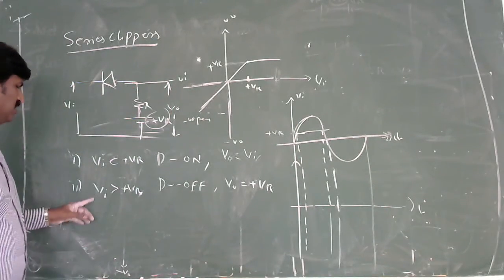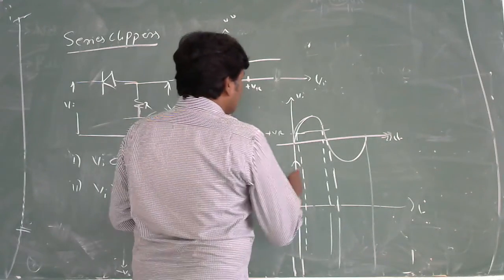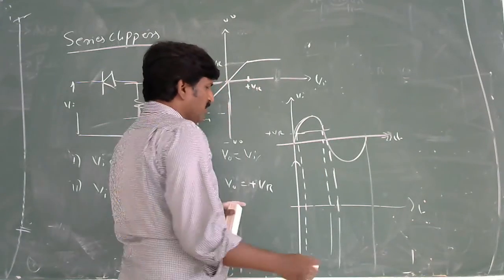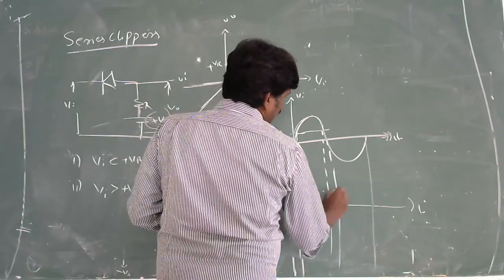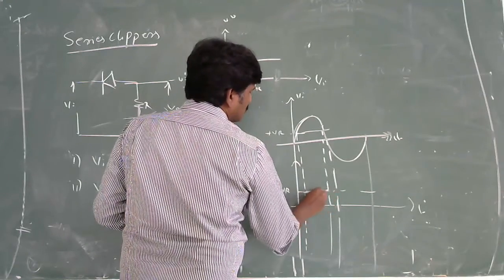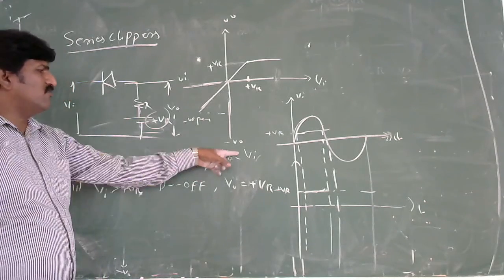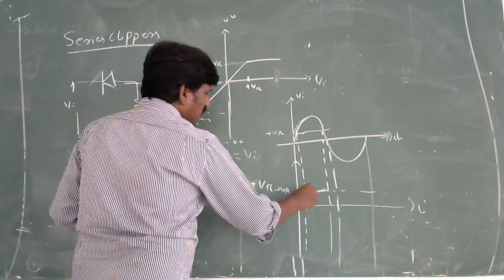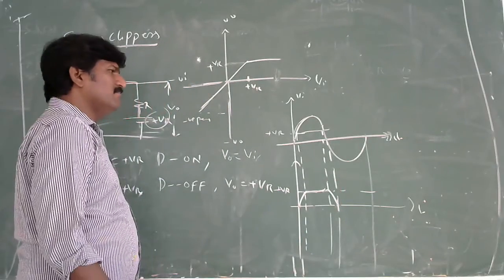Then what is the statement? Vi is greater than V reference, output is going to be equal to plus V reference. Where is Vi greater than V reference? This is the portion. There you can find Vi is greater than plus V reference. Output follows the plus V reference. Here in this portion, you should observe it is following the plus V reference. Then Vi is less than plus V reference, V naught follows Vi. This portion has Vi less than plus V reference, following the input.